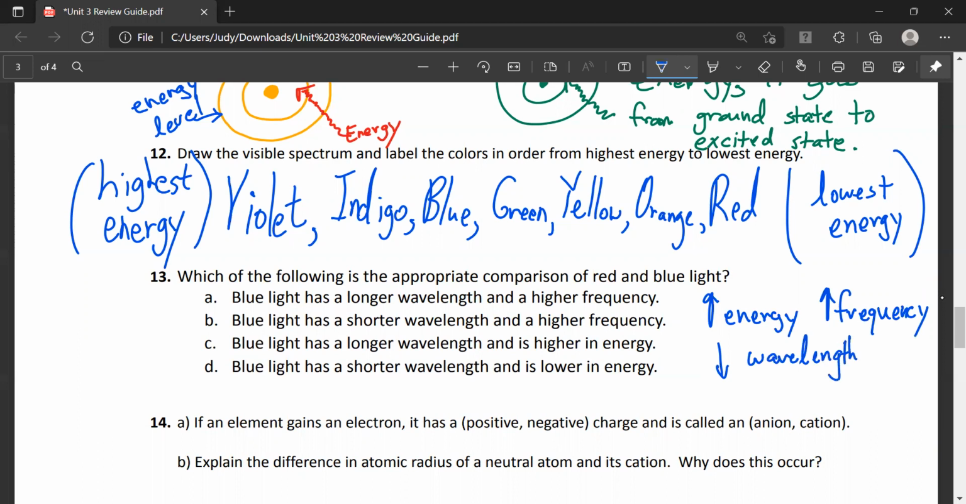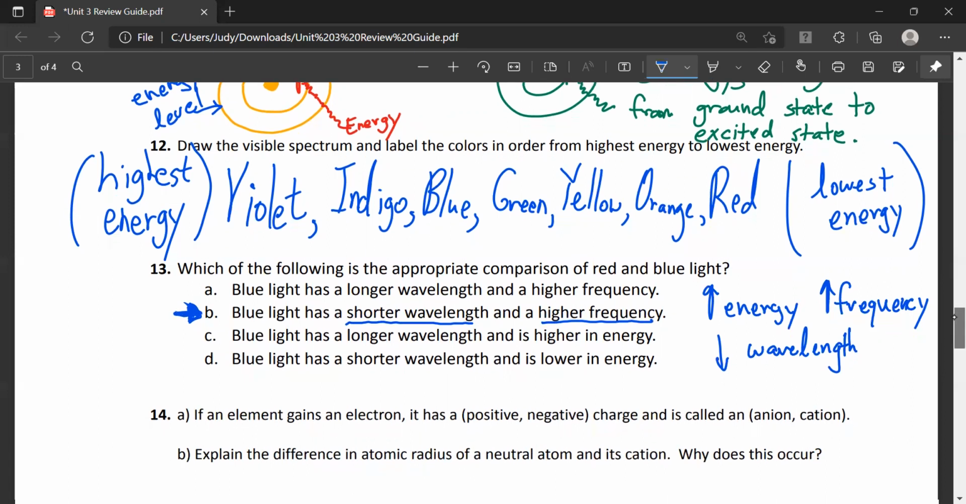Okay. So if we look at the blue light, if we compare blue and red light, blue actually has, this letter B, shorter wavelength and higher frequency. And that is why letter B is the right answer to this question. Okay. So feel free to pause the video just to catch up.